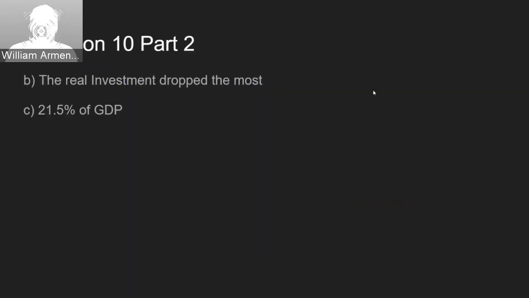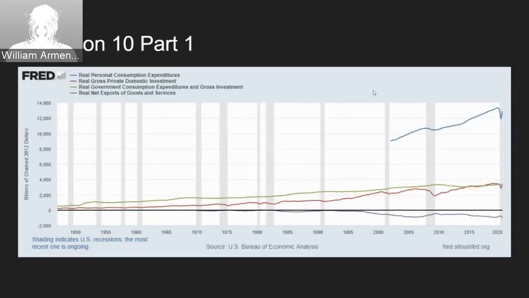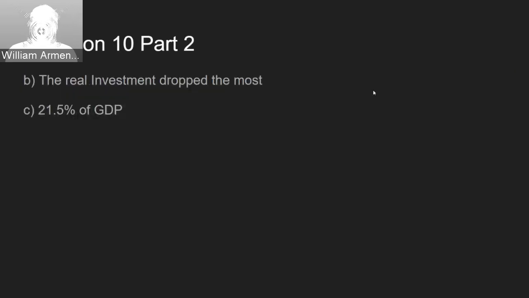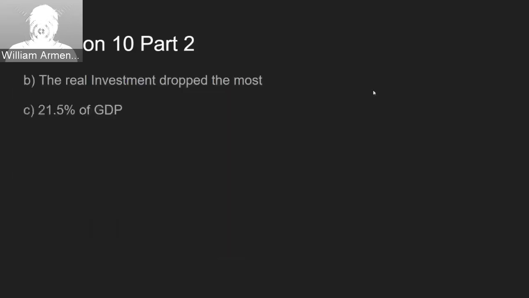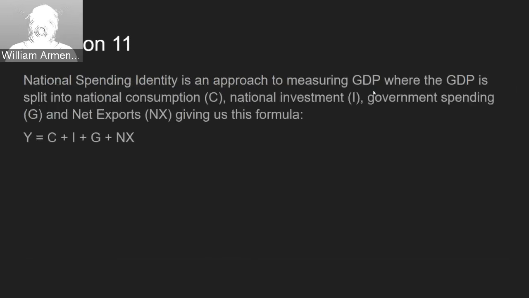For question 10, part 1, it's just the graph. And then for part 2, question B, in the 2009 recession, which series fell by the most? And that would be the real investment. If you look at the graph, you can see that. And then for part C, in the first quarter of 2010, what share of GDP was made up by consumption? So you take the amount of consumption and divide it by the sum of all 4 parts of the real GDP, and then you get 21.5% of the GDP.